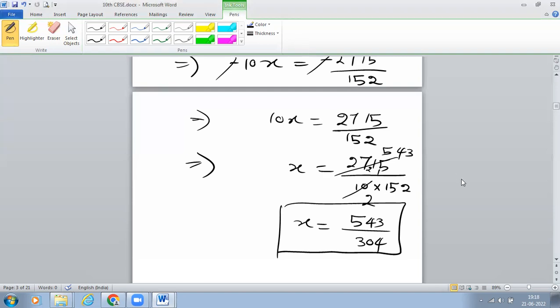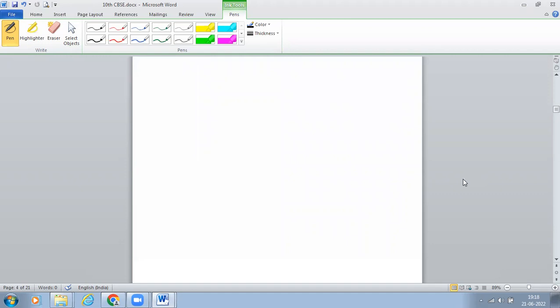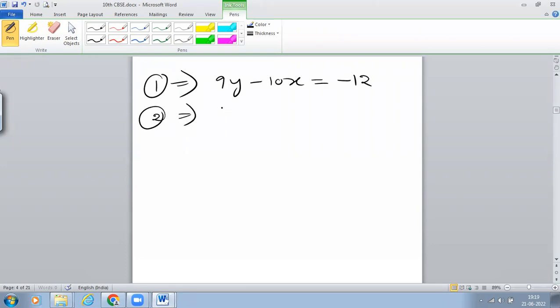Okay, listen. Now we have to do the same sum in the substitution method. This is the elimination method. Now we have to do it in the substitution method. Again, I will write the same equation now. So what is equation number 1? The simplest form, that is equation number 1, is 9y minus 10x equal to minus 12. Am I right? This is equation number 1. What is equation number 2? 16y plus 16x equal to 39. This is equation number 2.